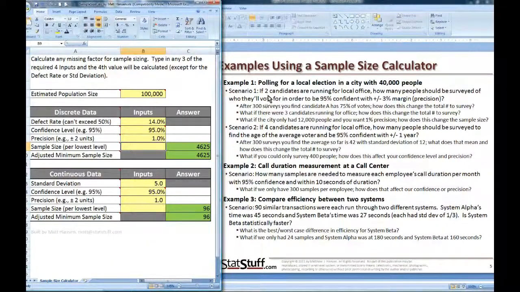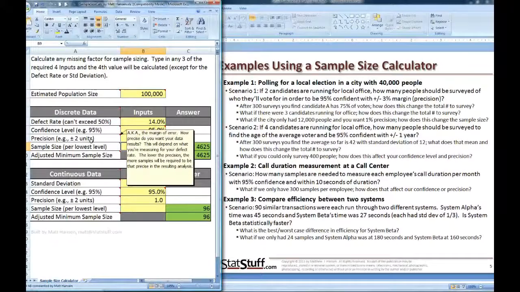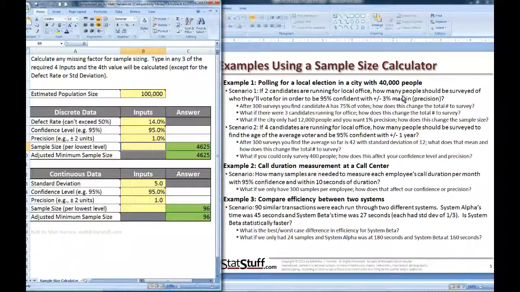So in the first scenario, the situation is, if there are 2 candidates running for local office, how many people should be surveyed of who they'll vote for in order to be 95% confident with plus or minus 3% margin or precision? So this seems pretty straightforward. First, between the 2 calculators, which calculator are we going to use? Well, we're trying to find out how many people should be surveyed of who they'll vote for. We know that there are 2 candidates, and since there are 2 candidates, that's a discrete value. They're going to go for candidate A or B. So in that case, it's going to be the discrete calculator we'll use.